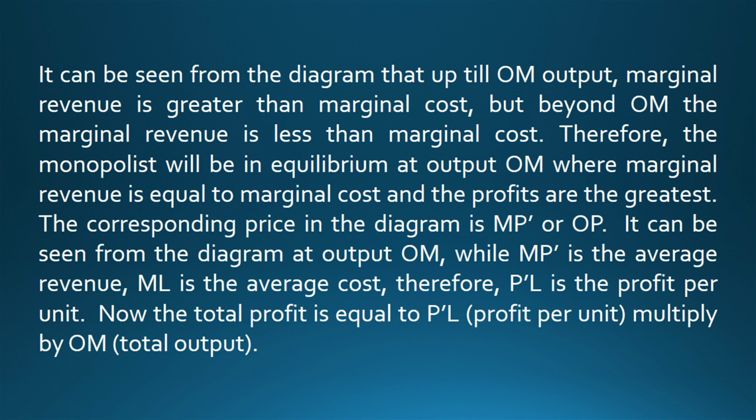It can be seen from the diagram that at output OM, while MP is the average revenue, ML is the average cost, therefore, PL is the profit per unit. Now the total profit is equal to PL multiplied by OM, that is total output.